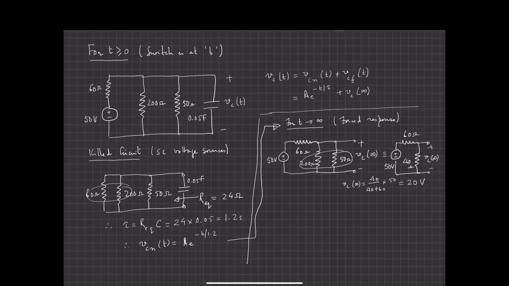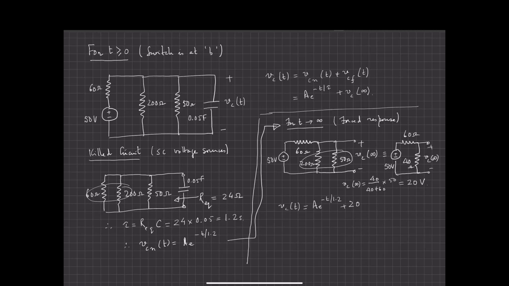All right? Well, at this stage of the game, what do I know? I know that Vc of t is equal to A e to the power of minus t over 1.2 plus Vc at infinity, which is 20. Now, the only thing remaining is the determination of the constant A.